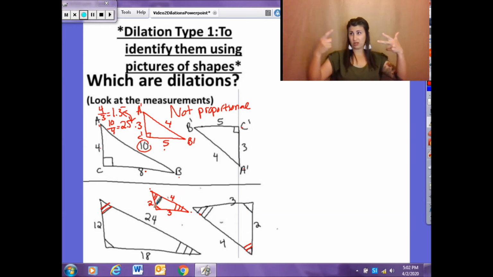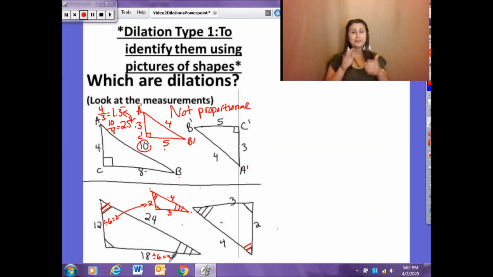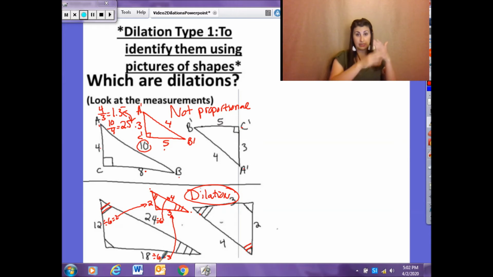Now let's check. How do we get from 12 to 2? Well, we can divide by 6, that equals 2, okay? 18 divided by 6, that equals 3, matches. Divided by 6, that equals 4. This is a dilation. It's the same thing all the way around. I divided by 6 the whole way. Or I can say I multiplied by 6 all the way around to get these values here. All right, next slide.